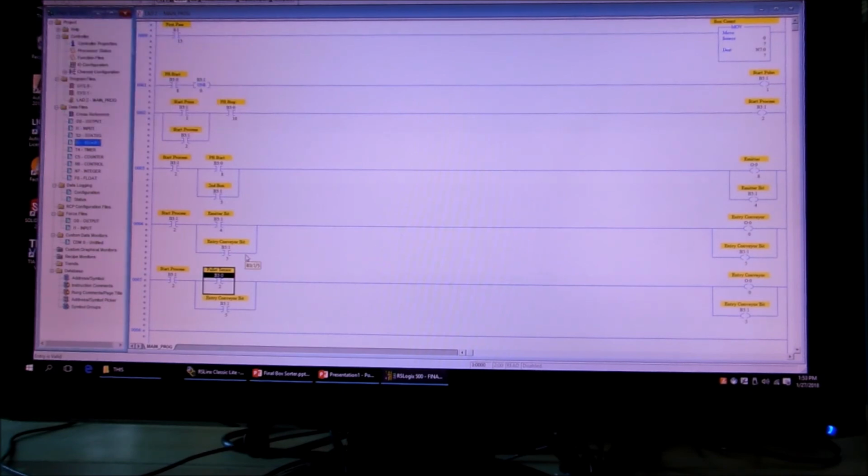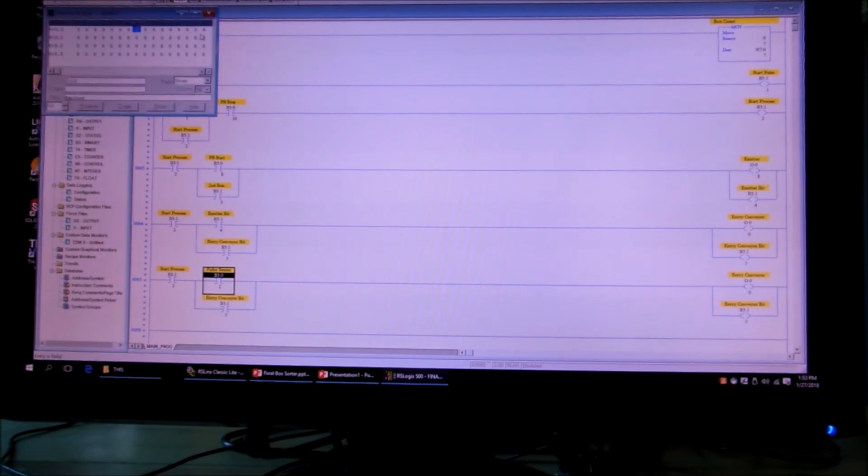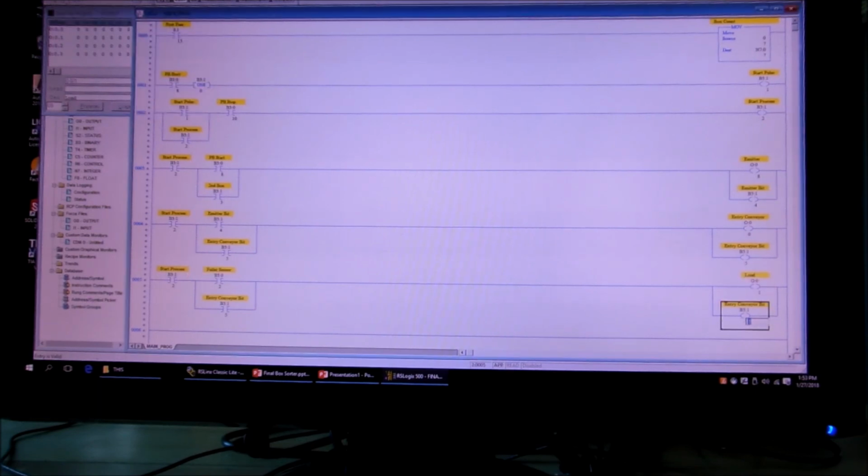What we'll have there, when the pallet sensor goes, is we want to turn the load bit on. The output load bit is bit 1. We'll make this the next available bit, which is the load bit. So the load bit will latch in here.